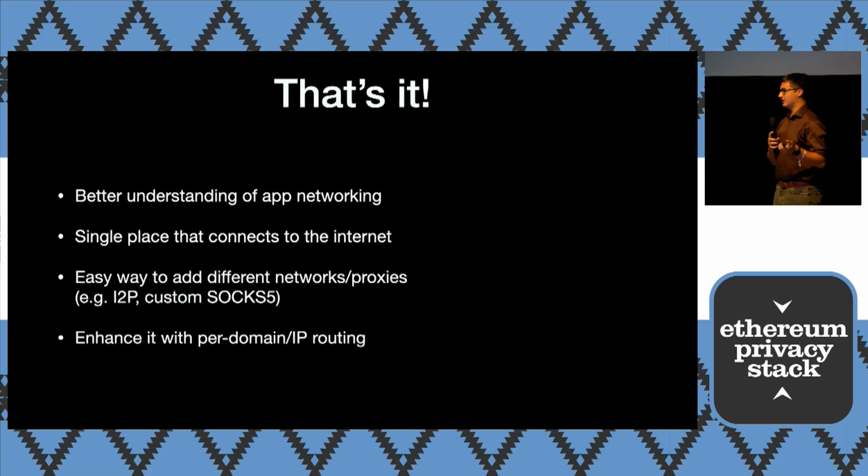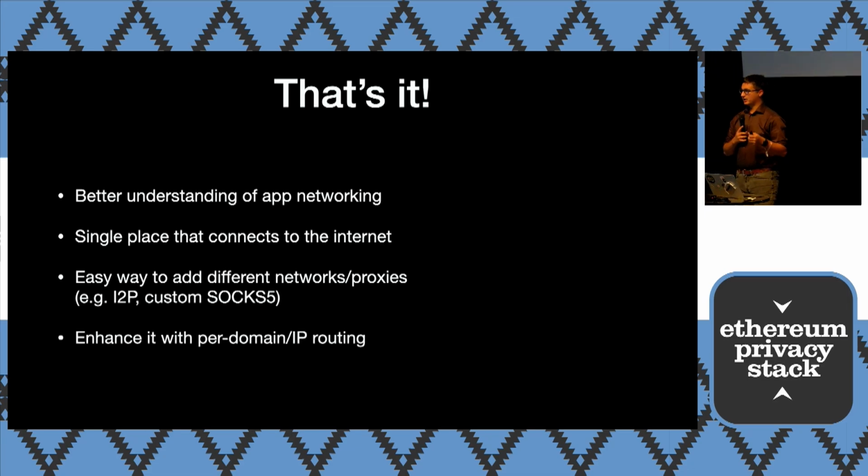For example, if you feel like supporting I2P, it's a matter of starting the daemon, configuring the SOCKS proxy, and that's it. We can also enhance the app in the future with a per-domain or per-IP routing scheme. So if a user wants to route some traffic through Tor, they can do that, and the rest can go over ClearNet.